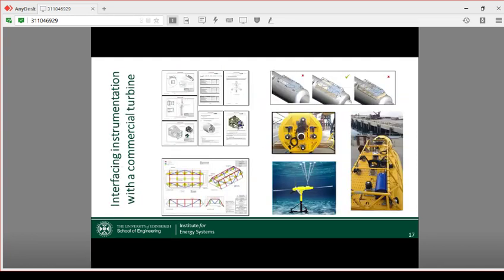When you interface these things to real equipment, you have to work very, very closely with the technology developers and with the certification agencies, and we went through about 15 iterations of the design to mount it on the 1 megawatt turbine before we had something that everybody was happy with. So that's a lot of work and a big problem.